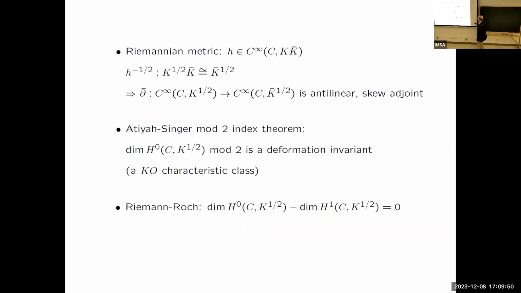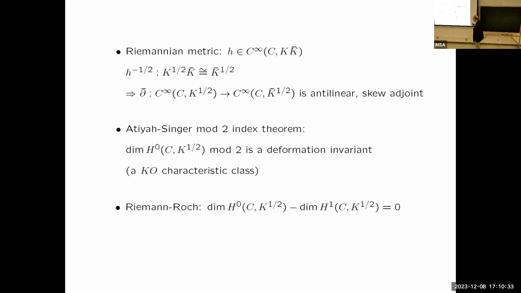We can say a little bit more than that. So far all we've done is use the conformal structure on the surface, or the holomorphic structure. If you choose a Riemannian metric which is compatible with that conformal structure, then you can identify the right-hand side, which was this thing, K to the half K bar, with K bar to the half. And then the d-bar operator is going from sections of one bundle to sections of this complex conjugate. So what you can say is that it's an antilinear skew-adjoint operator. That puts it in the realm of the Atiyah-Singer mod 2 index theorem.